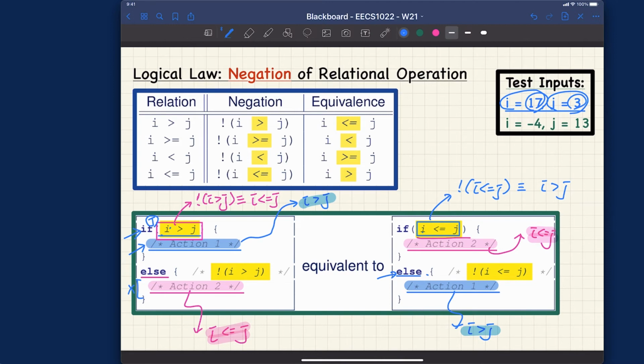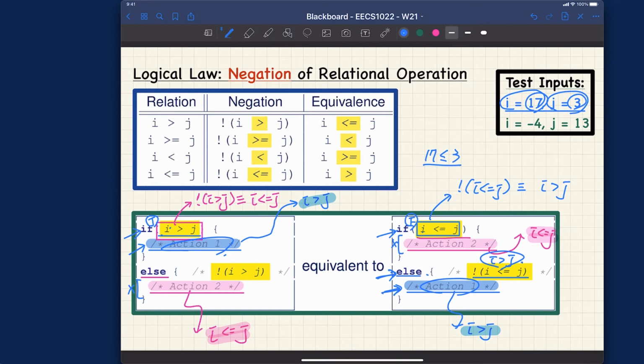Let's try. So now if I try over here, I less than or equal to j, so 17 less than or equal to 3 is definitely false. Which means I'm going to bypass this part over here and then simply go to the else part, because implicitly that simply means the negation of I less than or equal to j, which means I larger than j, right? That's exactly what we just said. So we're going to execute this as well. So we ended up doing the same action 1 and also action 1 over here.